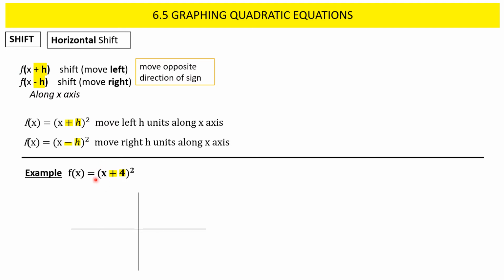You see the parentheses? There's one on the left side. There's one on the right side. You hear the words left and right? That means you're moving left and you're moving right, and that means you're shifting along the x-axis. So anytime you see parentheses, you know you're going left and right along the x-axis.